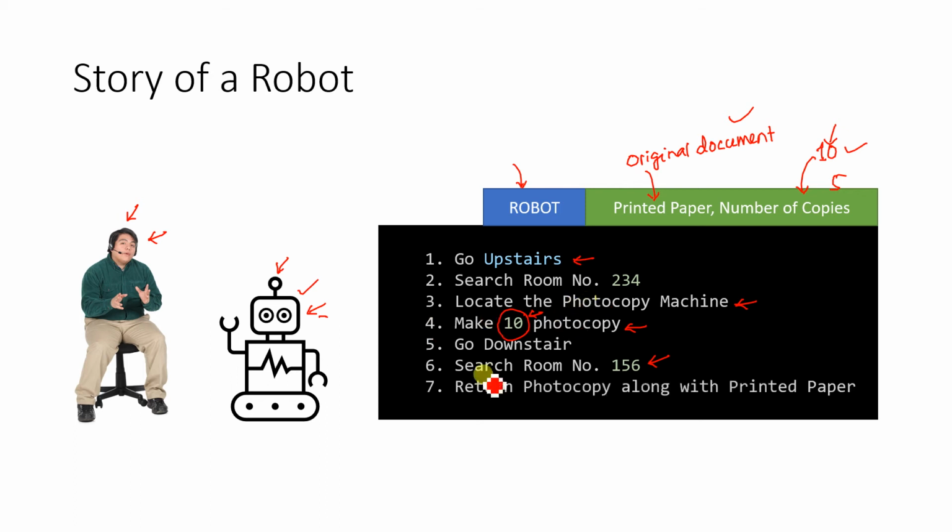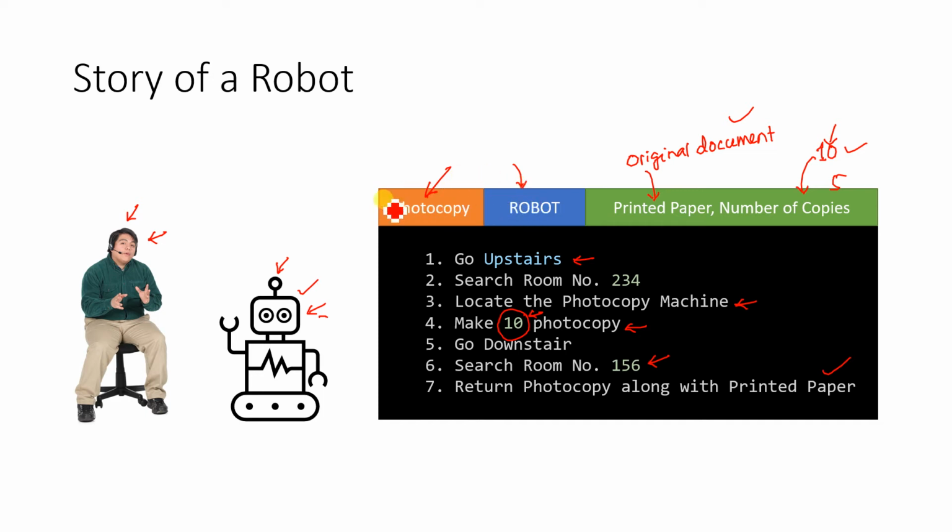And then the last step is to return the photocopy along with the printed paper. So he has to return all the photocopies and the printed paper. So what exactly is he going to return? He has to return the photocopy over here. So you need to write photocopy, this is the return.